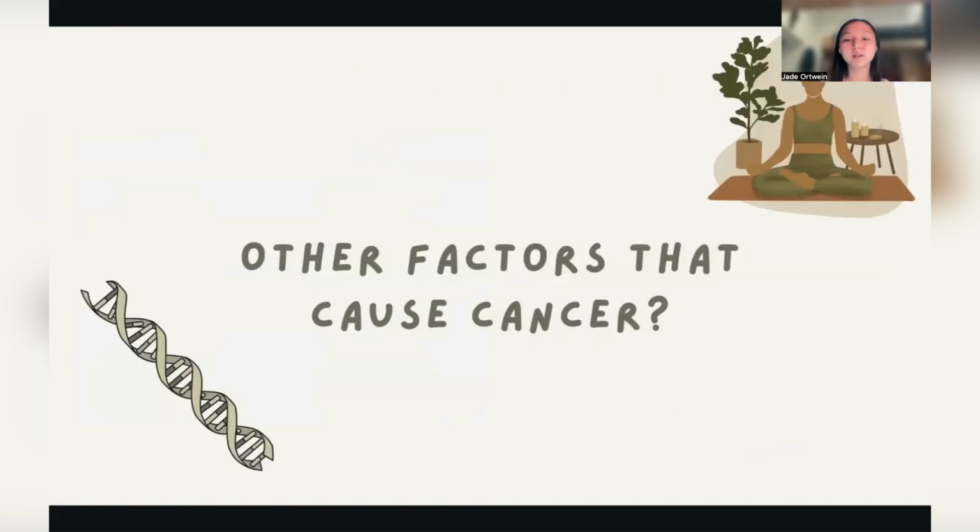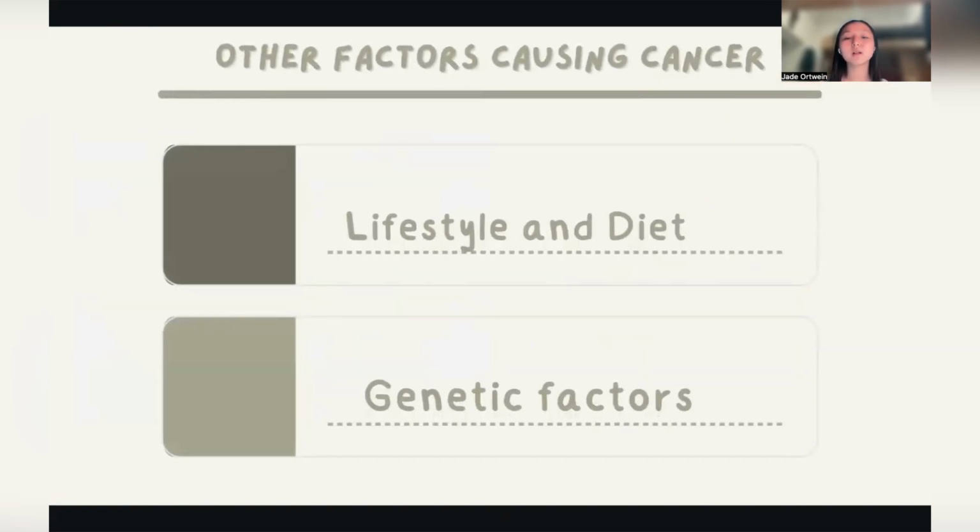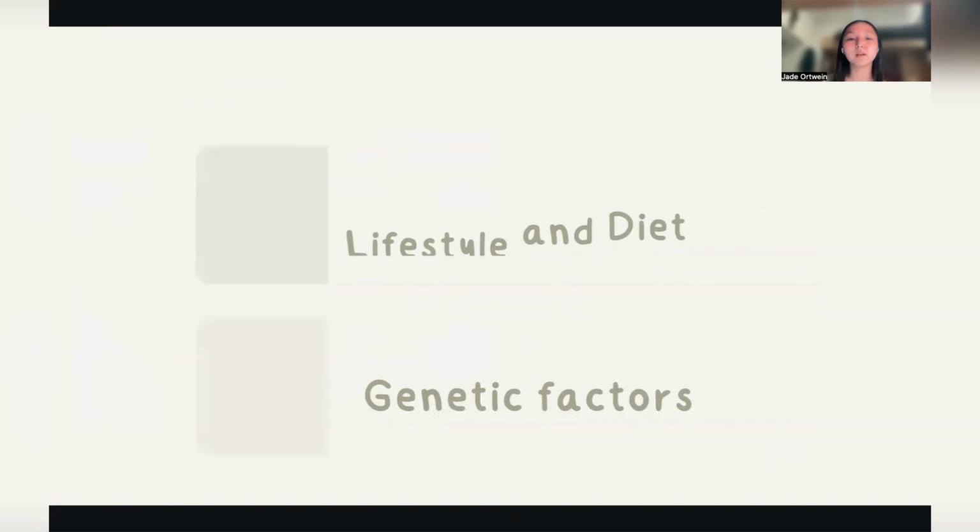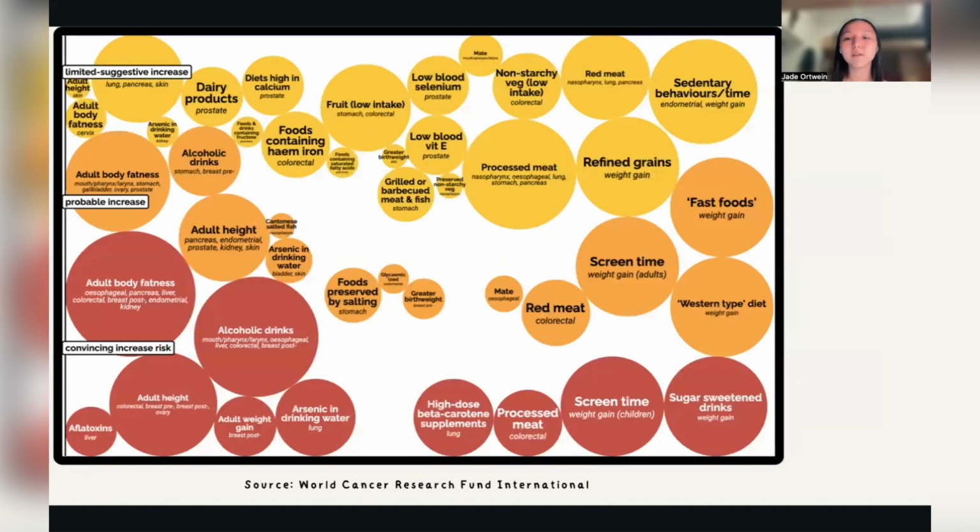So what are the other factors that cause cancer? Other factors include lifestyle and diet and genetic factors as well, because there are genes for cancer that can be inherited. But for lifestyle and diet, let me give some examples. So here's a chart for the lifestyle and diet that can possibly contribute to a higher increase of cancer risk.